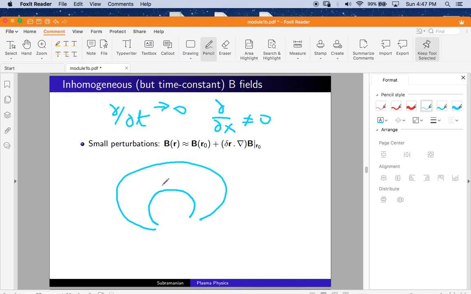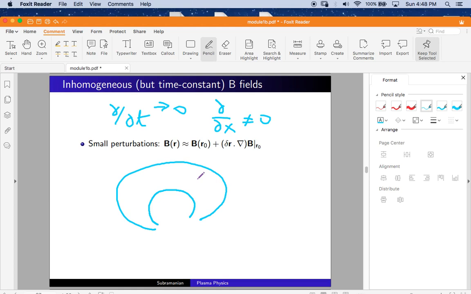So as you move in space, the strength of the magnetic field is varying. dB over dx is not equal to 0. There is a gradient in B as you move around. Okay, and this is a configuration that's encountered very, very commonly. And so therefore, the behavior of charged particles in these kinds of configurations is of considerable practical importance.